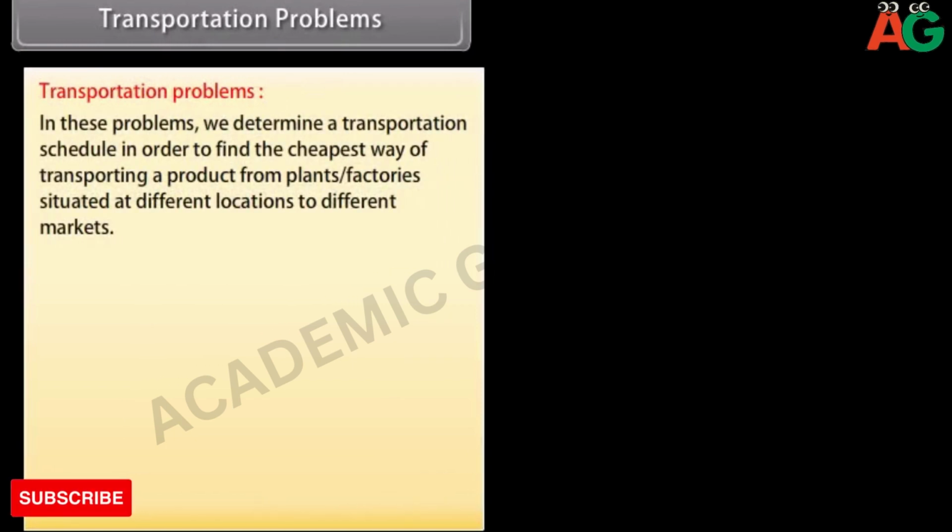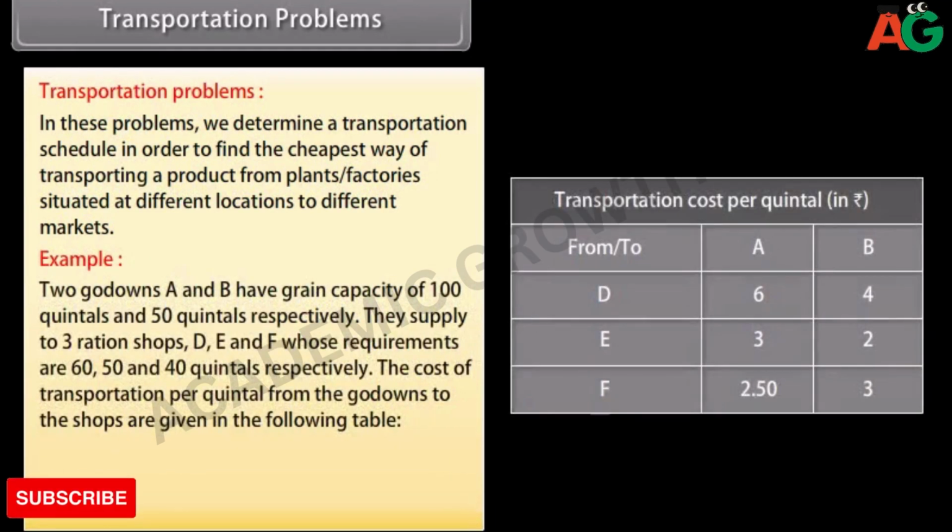Transportation problems. In these problems, we determine a transportation schedule in order to find the cheapest way of transporting a product from plants, factories situated at different locations to different markets. Example. Two godowns A and B have grain capacity of 100 quintals and 50 quintals respectively. They supply to 3 ration shops D, E and F whose requirements are 60, 50 and 40 quintals respectively.